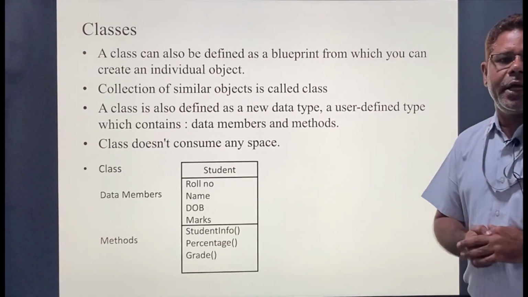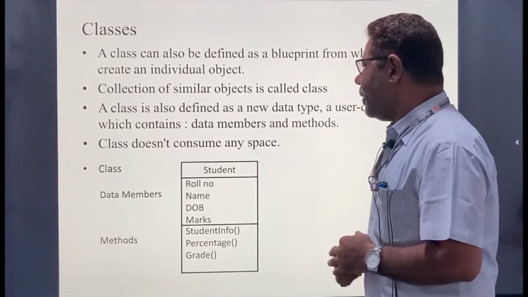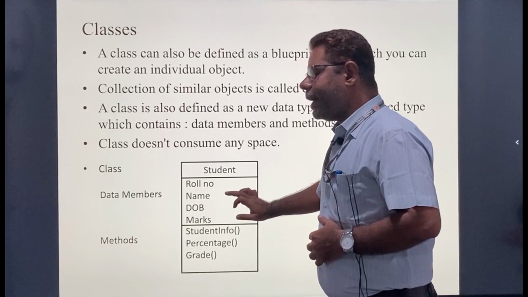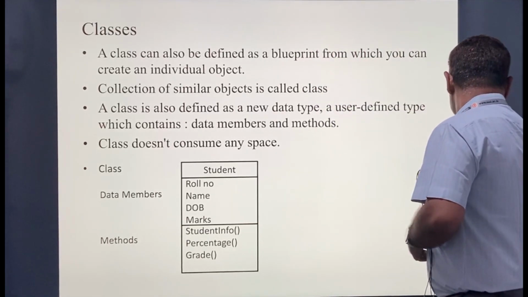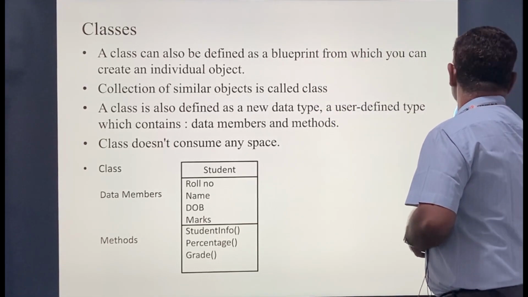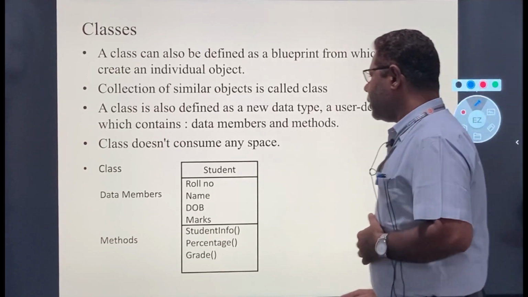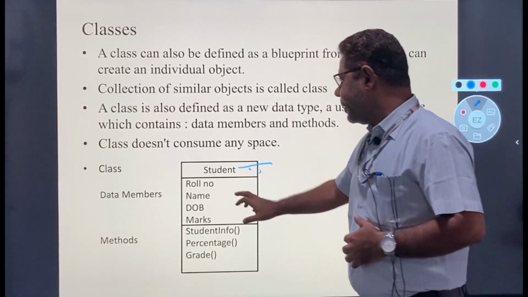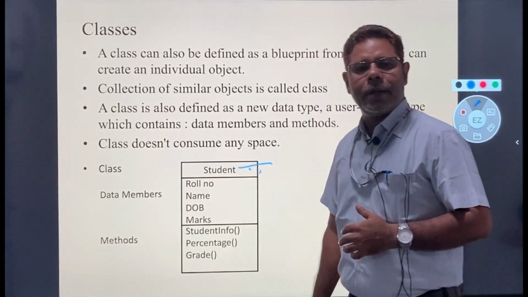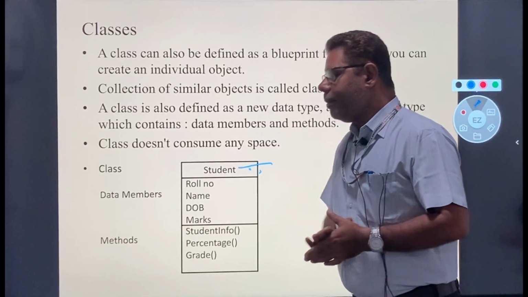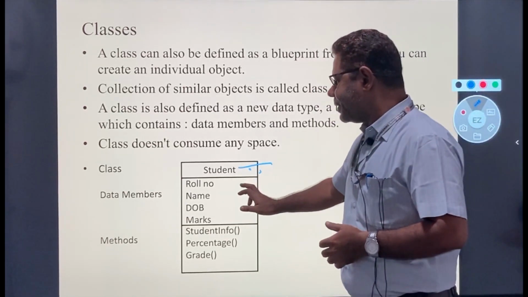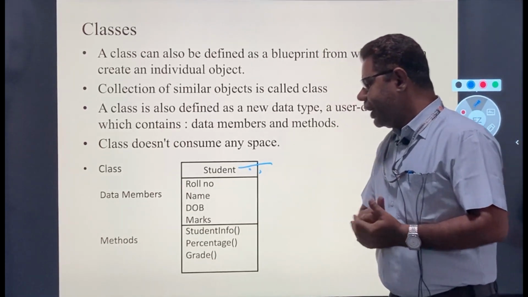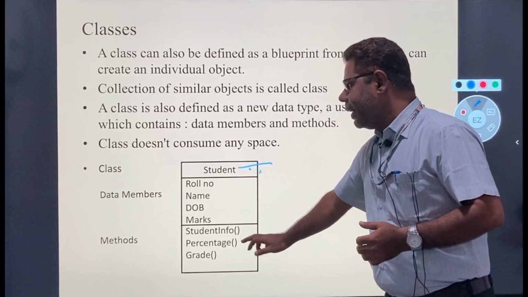The class does not consume any space. For example, consider a class student. The student contains data members. What are the data members we have? Roll number, name, date of birth and marks. These are called the data members. We also have some methods in the class. The methods are student info, percentage and grade.